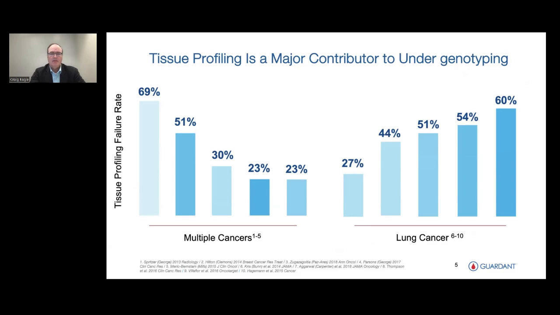somatic mutation testing. And you can see here the numbers in multiple different cancers range from 70% down to 23% of people who do not have enough tissue available for testing. And again, similarly in lung cancer with different stages and different settings, you can see the range here of tissue not being available for genomic testing. So this becomes a challenge when you're thinking about diagnostic and personalized medicine.